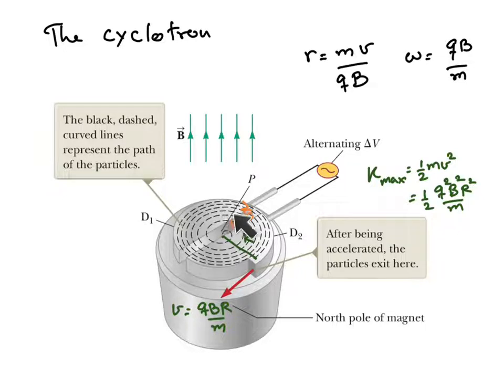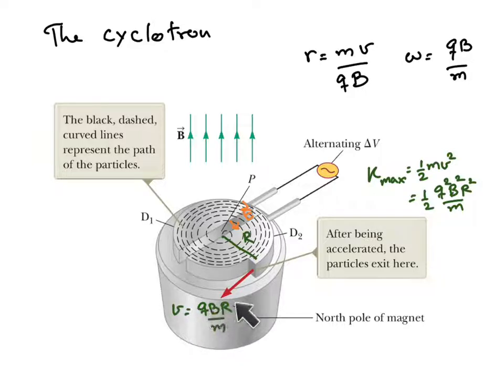So the particle will move in a helical path like this. The radius of the trajectory will continue to increase until it reaches the maximum value of the system, which we denote here R. And then the particle will be released, and then we will use this high energy particle to do whatever we want.